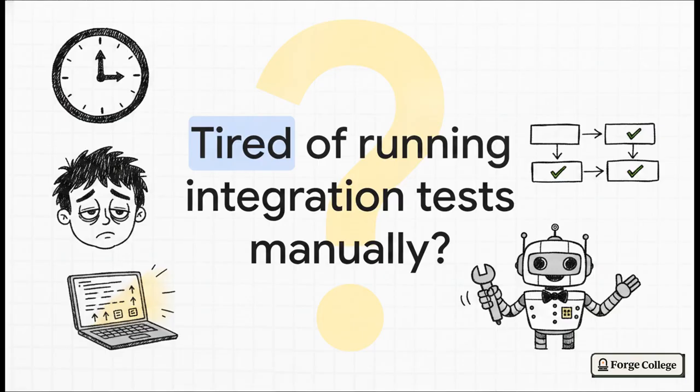What you need right now isn't more caffeine. You need a relentless, uncomplaining robot butler. You need a system that constantly watches your every move and automatically runs your tests in the background so you can actually get some sleep.